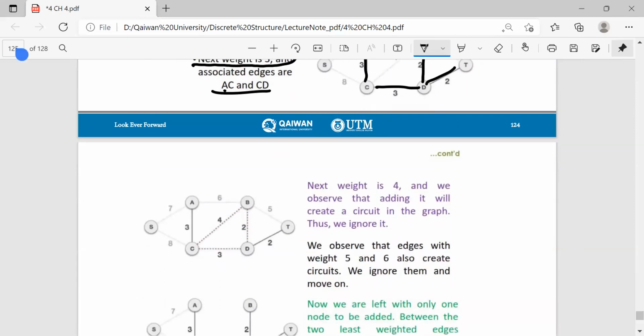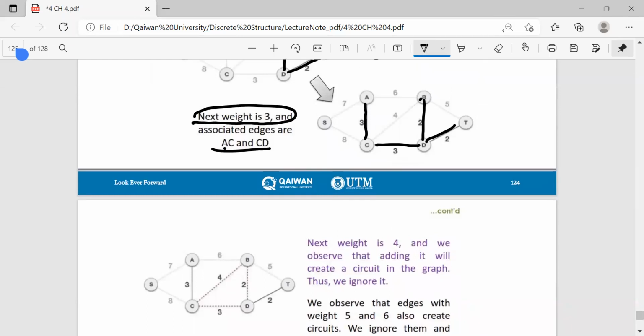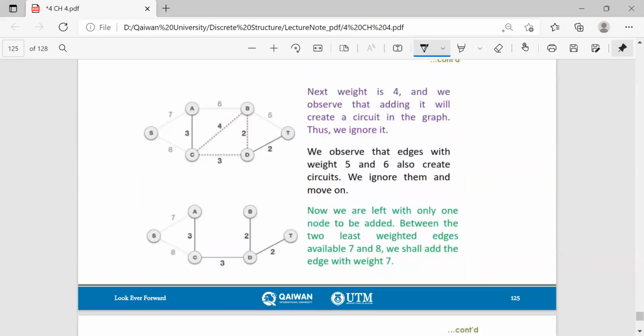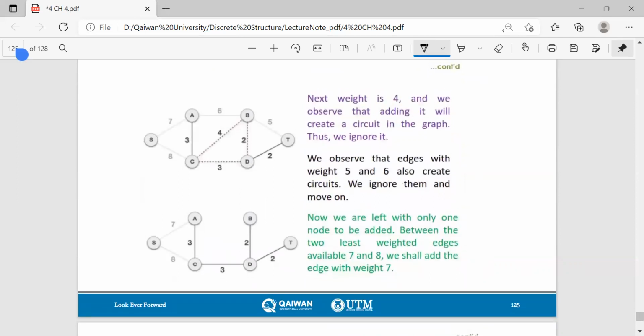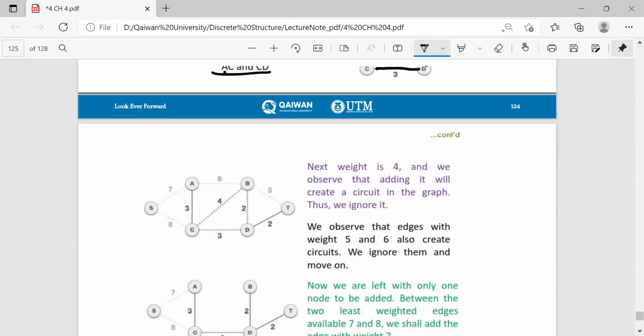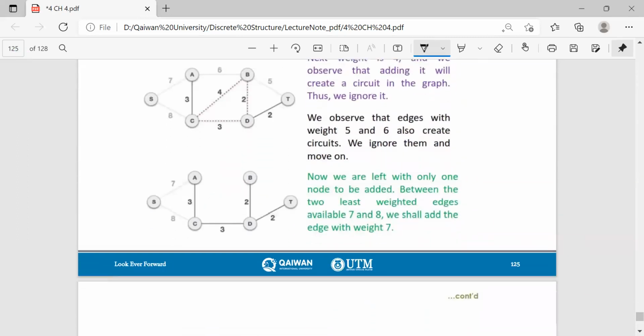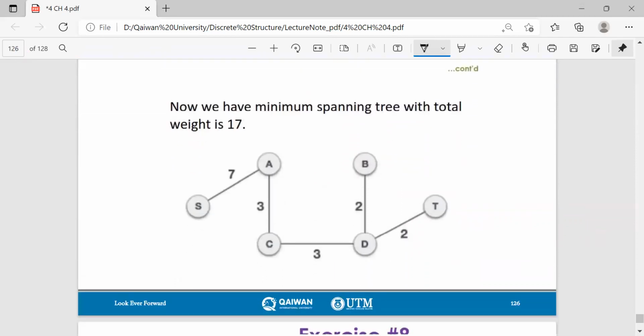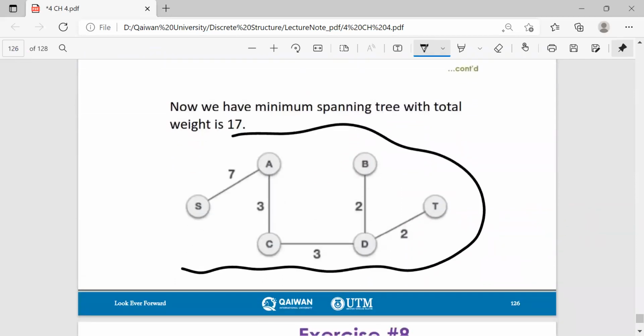And then for weight 4, we have only this one, and it gives a cycle. That's why we don't choose it. We ignore this one because if we choose it, it gives us a closed cycle. And then we do it step by step for all the other weighted edges. And this is the spanning tree.